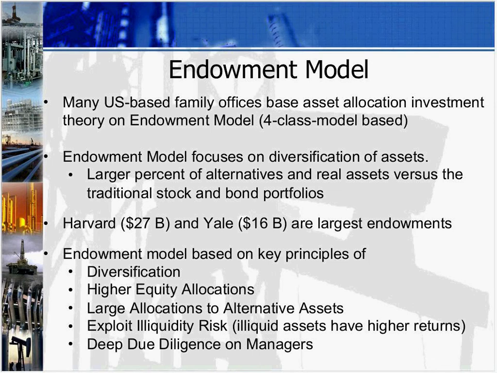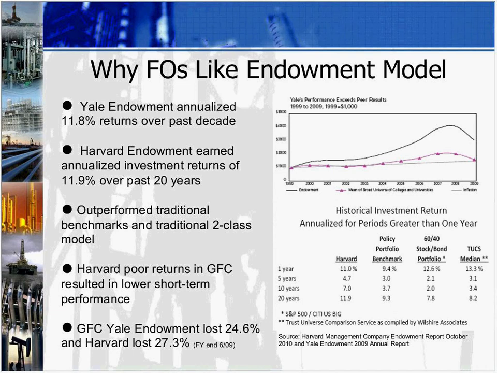The endowment model is based on a few key principles. It's based on the principles of diversification, which we spoke about earlier on the chart on the last page. It's based on higher equity allocations and very little fixed income allocation, which, as I've said before, I do not think is a good idea. And then a very large allocation to alternative assets, including hedge funds, private equity, real estate, real assets, and timber. They really look to exploit the liquidity risk, as they believe illiquid assets have higher returns. And they do deep due diligence on managers. They have a team that really does deep due diligence on fund managers.